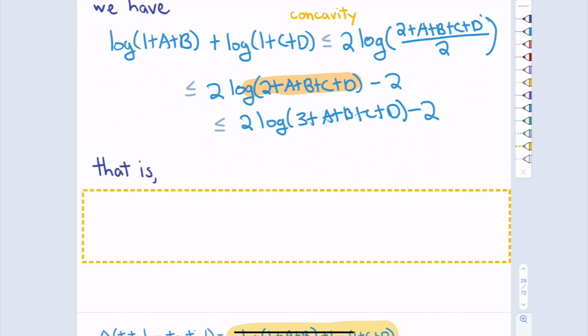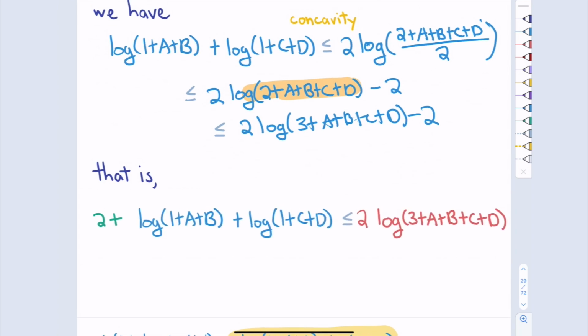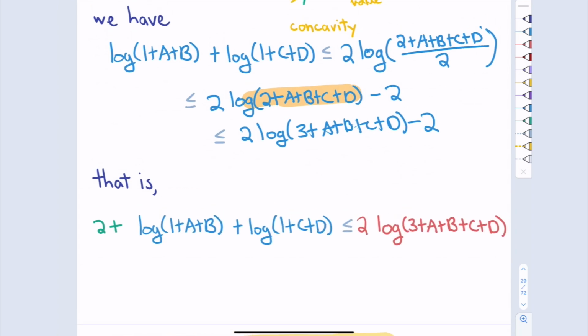Okay, good. All right, so rearranging, we've shown that 2 plus log of 1 plus a plus b is less than or equal to this thing. But somewhere in there we used concavity once.